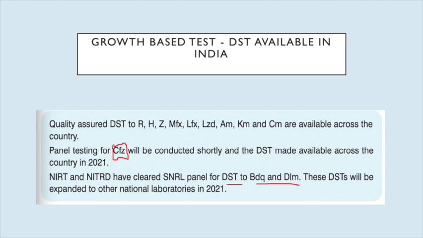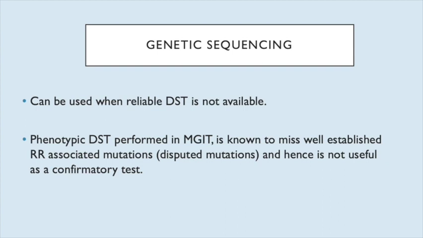Also, the work has already started in 2021. This is another modality which is new and it deserves mentioning. It's called genetic sequencing or gene sequencing. Gene sequencing is the most advanced form of resistance testing, and it can be used when reliable DST is not available.